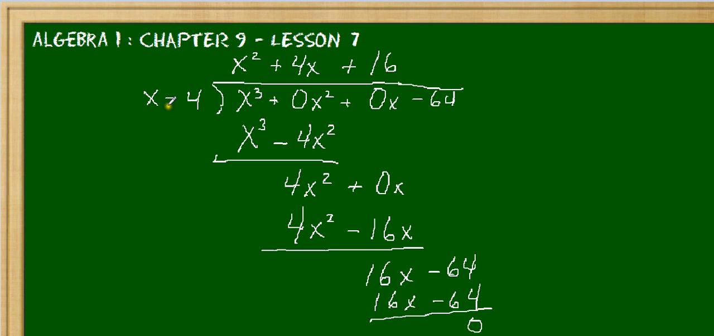So we know that x minus 4 times x squared plus 4x plus 16 is equal to x cubed minus 64, because again, we just put these in here. We don't have to say 0x squared plus 0x. So that is the answer to number 2. So that is the end of lesson number 7.